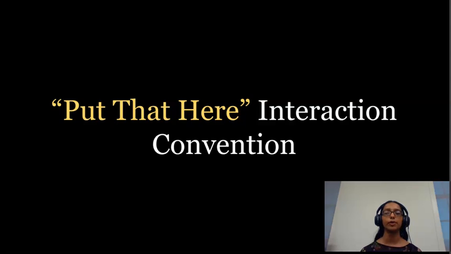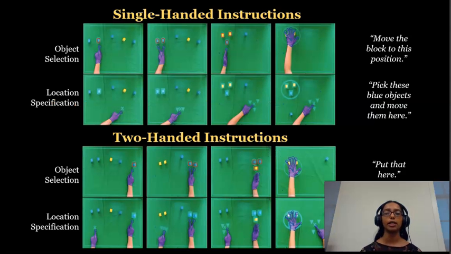To discover the feasibility of applying interaction conventions in order to structure interactions between humans and robots, we developed a multimodal convention called Put That Here that allows end users to instruct a robot manipulator to perform tabletop pick-and-place tasks. Here we show example uses of our interaction convention.